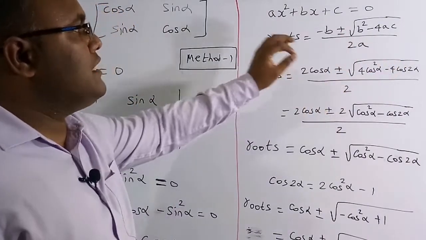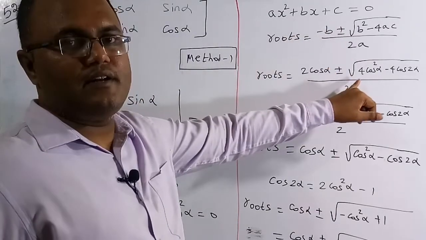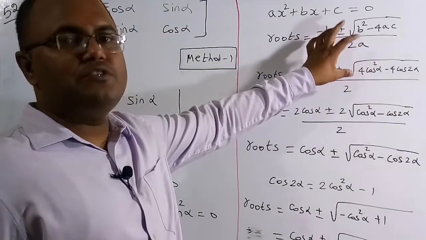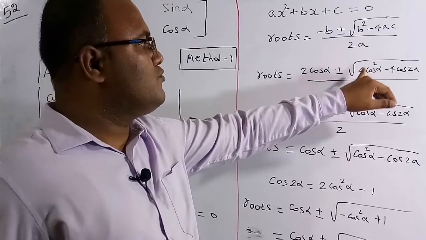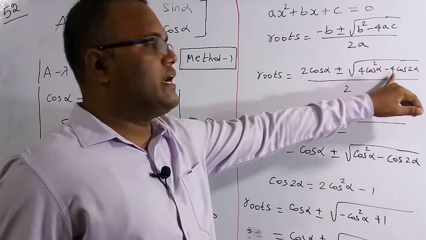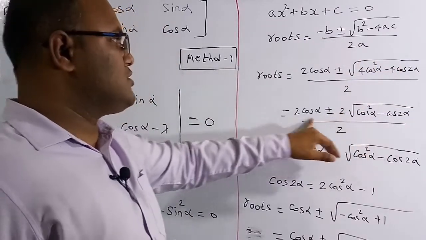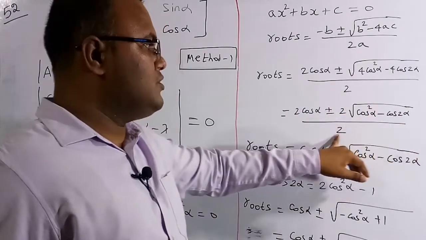So we have to substitute a, b and c in this equation. If you substitute all the values of a, b, c in this equation and do the simplification, we are going to get 2 cos alpha plus or minus under root of 4 into cos square alpha minus 4 into cos 2 alpha. So you can take 4 as a common, and if you take it outside, we are going to get 2 cos alpha plus or minus 2 into under root of cos square alpha minus cos 2 alpha, by 2.